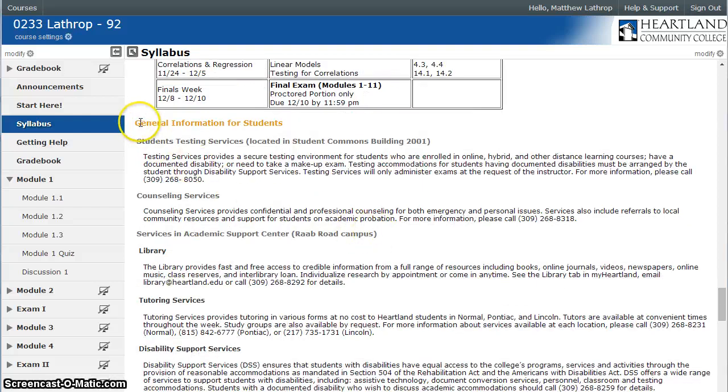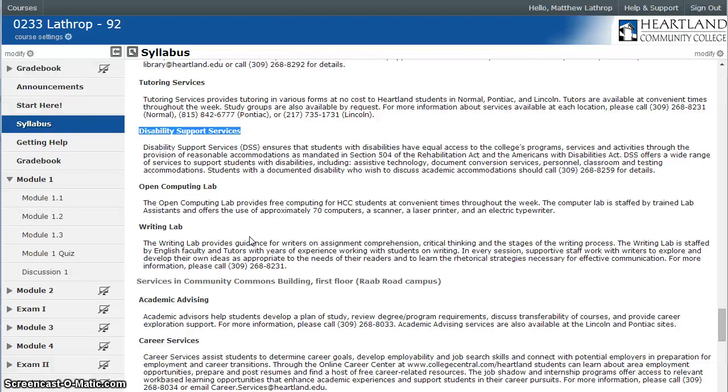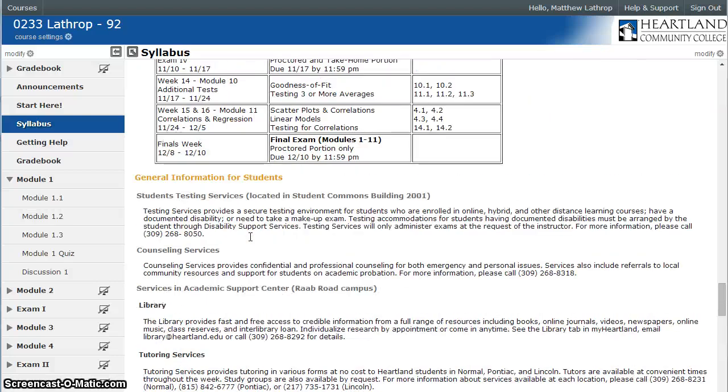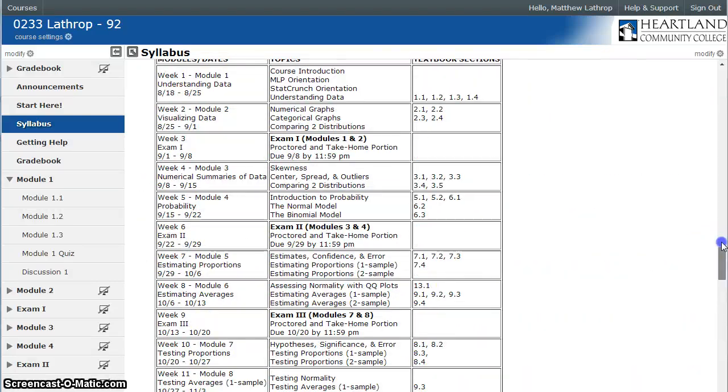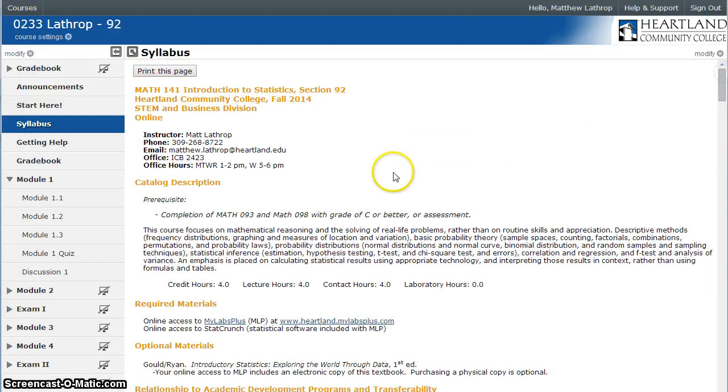I'd also encourage you to look at the general information for students. It has information about testing services, counseling services, the library, and disability support services. If you do have a documented disability, you're eligible for additional testing time and other accommodations. Please feel free to just contact me, and we'll make sure those accommodations are met. But again, just read through the rest of this information in the syllabus. We've hit some of the highlights. You'll want to take a look at it a little bit more closely to make sure you're aware of all the policies and expectations of the course.